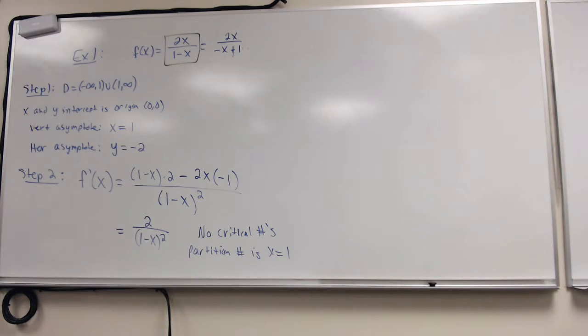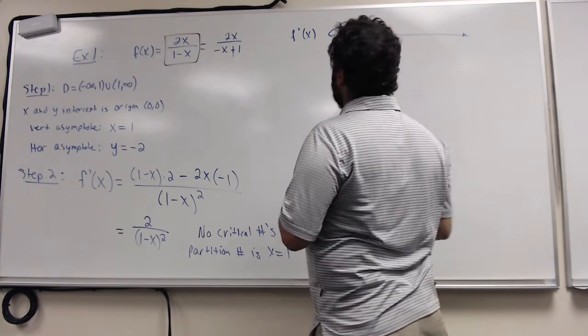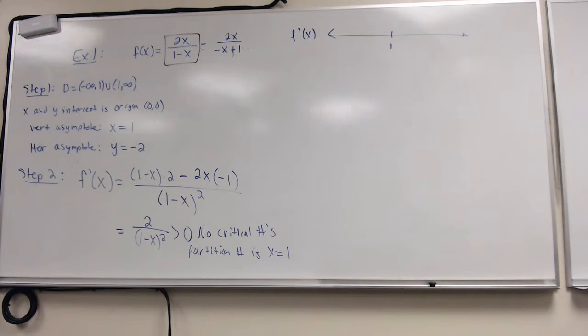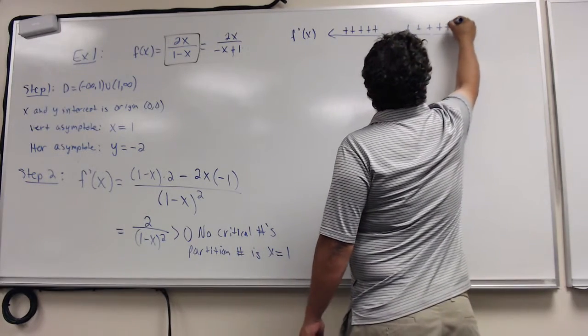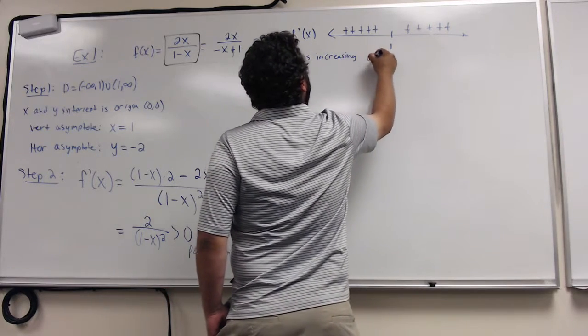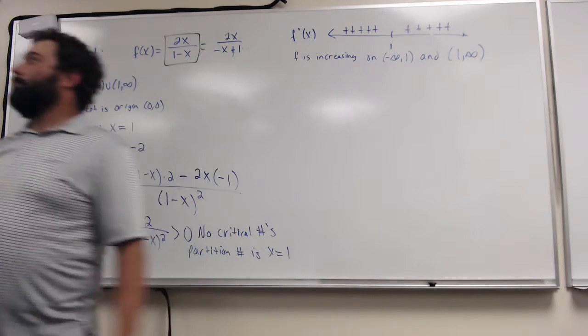Okay, so you make the sign chart. So this is a sign chart for f prime. You can put 1 on it. And then, to be honest, hopefully everybody buys it that that's always positive. The numerator is 2, that's positive. The denominator is being squared. That always makes it positive. So on your sign chart, to the left of 1 we're increasing, and to the right of 1 we're increasing. So f is increasing on minus infinity to 1 and 1 to infinity.